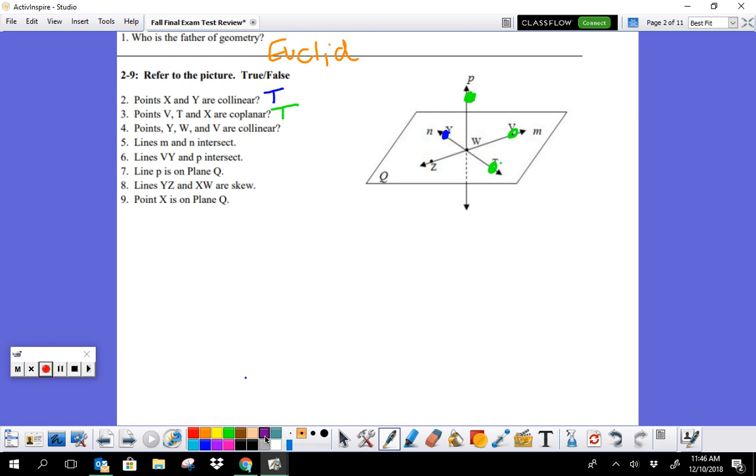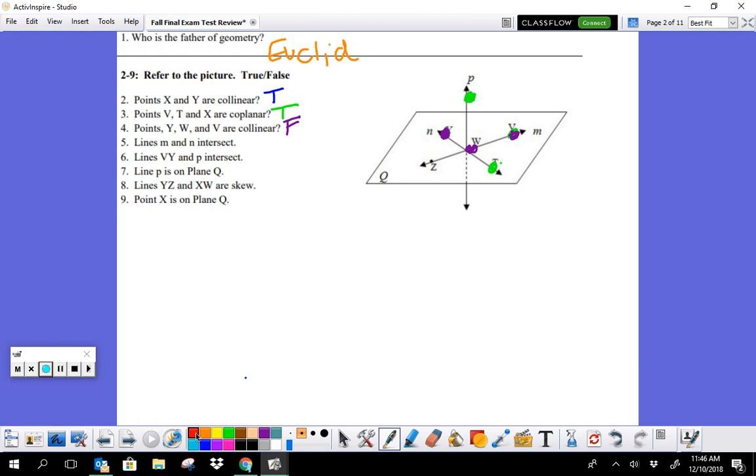Okay, the next one, points Y, W, and V are collinear. Now here, when we bring in a third point, you're going to have to be able to see that these are on the same line. So Y, right here, so Y, W, and V, you can see those are not on the same line, so that would be false.